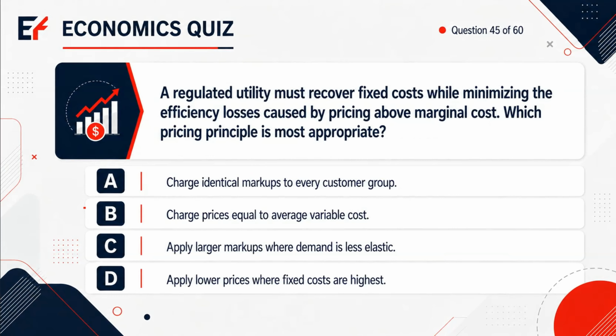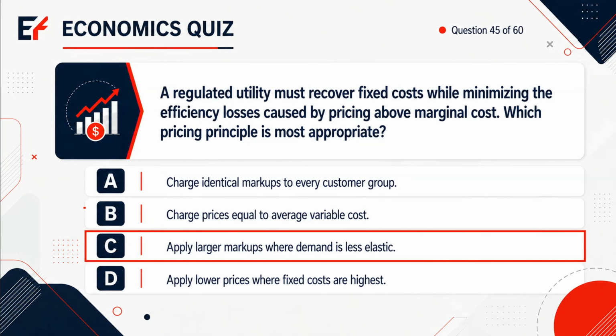Question 45. A regulated utility must recover fixed costs while minimizing the efficiency losses caused by pricing above marginal cost. Which pricing principle is most appropriate? A. Charge identical markups to every customer group. B. Charge prices equal to average variable cost. C. Apply larger markups where demand is less elastic. D. Apply lower prices where fixed costs are highest. The correct answer is C.